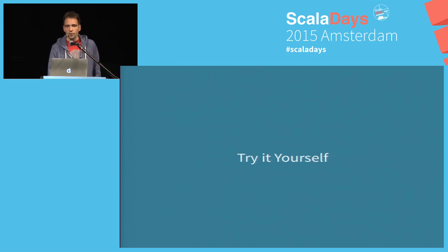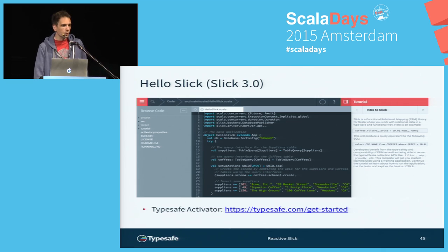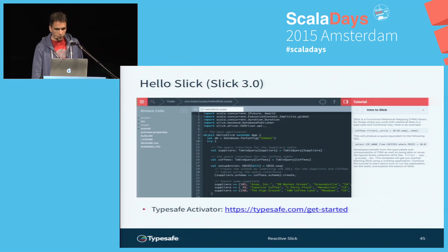So if you want to try this stuff yourself, we have a nice Activator tutorial called Hello Slick, Slick 3.0. There are different versions for the different releases of Slick. You want the one for 3.0, and you can go to typesafe.com/getstarted to get Activator, and then just download this from the template catalog and run it immediately. So that's all I have for reactive Slick.